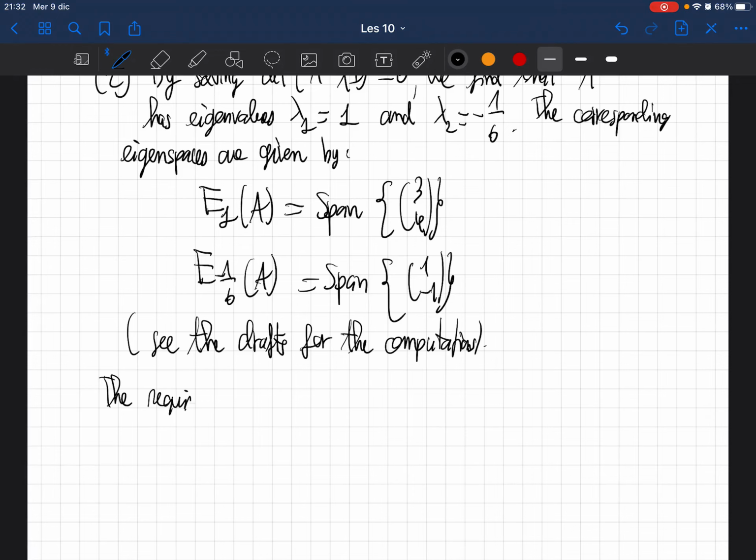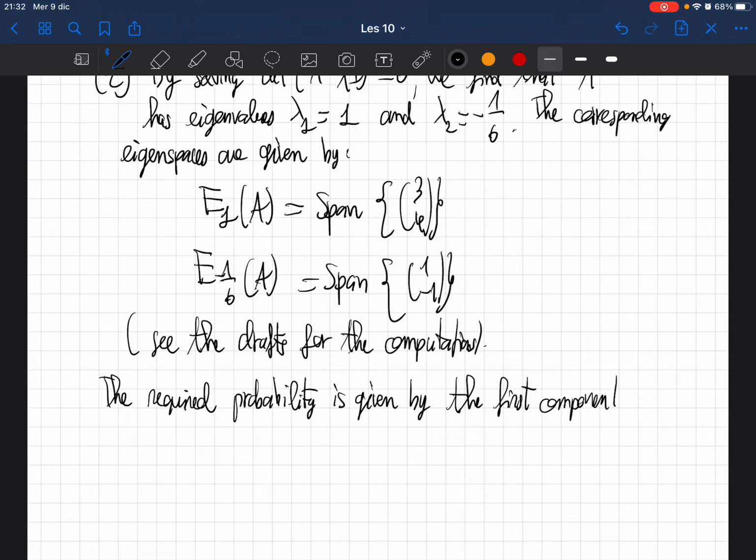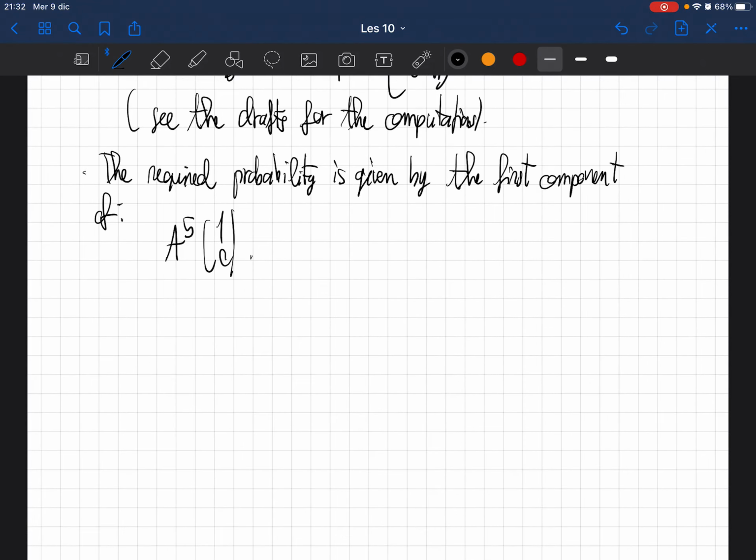The required probability is given by the first component of A to the 5th power (1, 0). Now, we don't have to redo all the computations, but it's good that we explain all the passages.